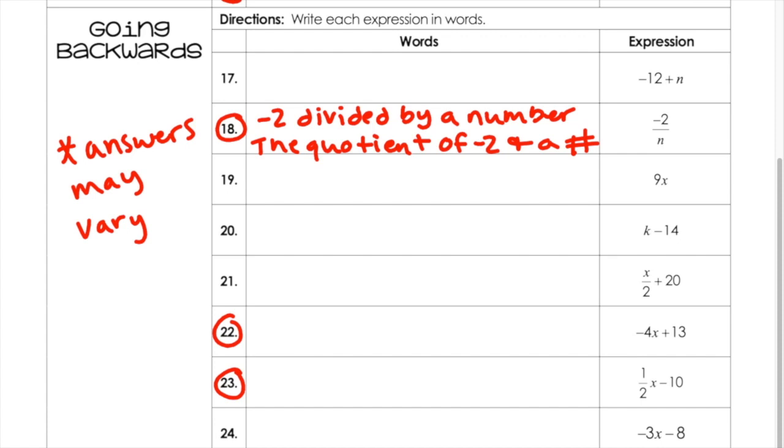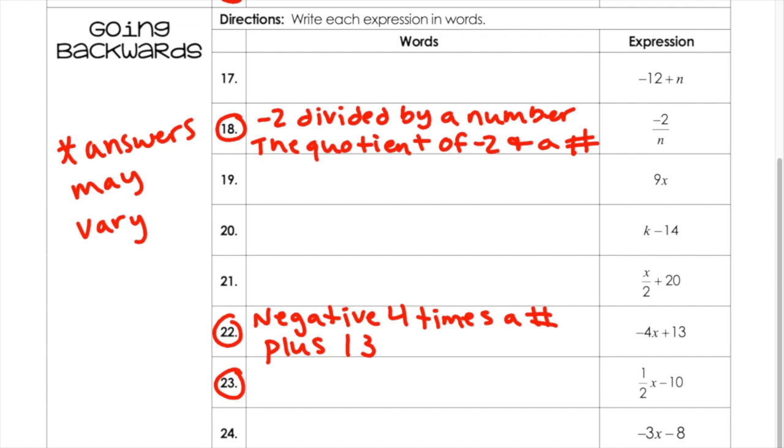All right, number 22, we have -4 times a number plus 13. So all you have to do is say -4 times a number plus 13. And again, you can have other ways of writing this. You could say -4 times a number increased by 13. You could say the total of -4 times a number and 13. But we see that there are other ways that we can write this.